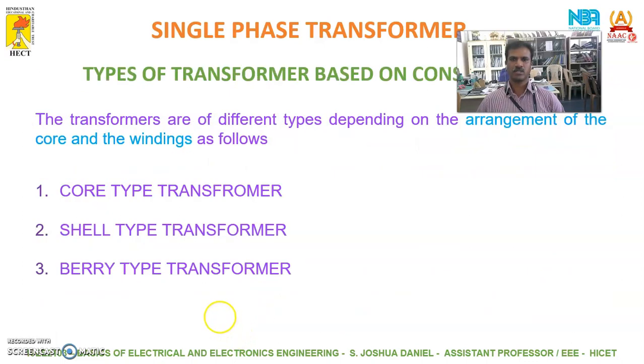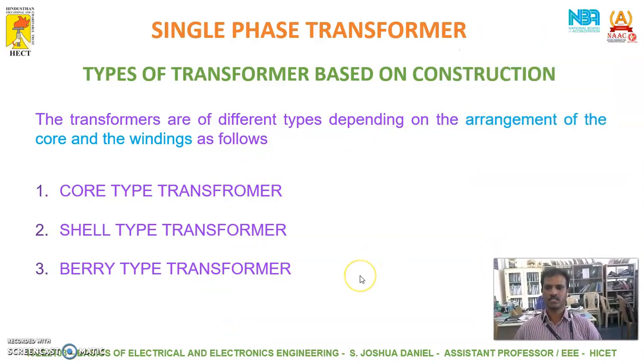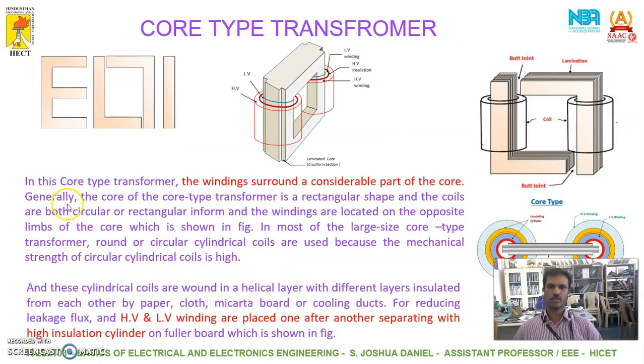So next we'll see the different types of transformers based on their construction. We have three types: core type, shell type, berry type. When you see core type, you have a laminated core. We can use E type or L type or I type. In the case of core type transformer, we are using L type channels. Why are these laminations used? Because we need to reduce the eddy current. And in between these laminations, you have insulations, right?